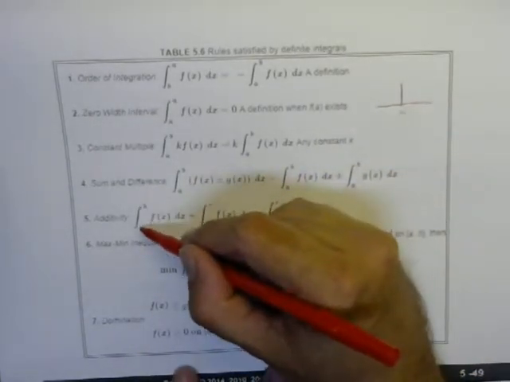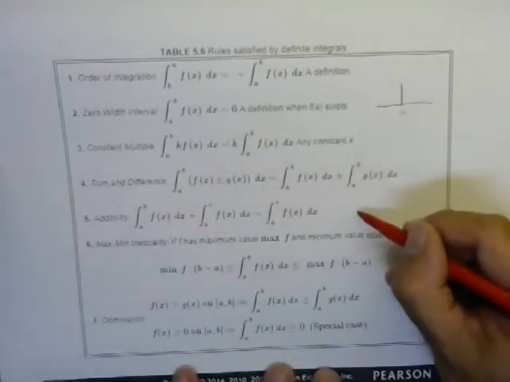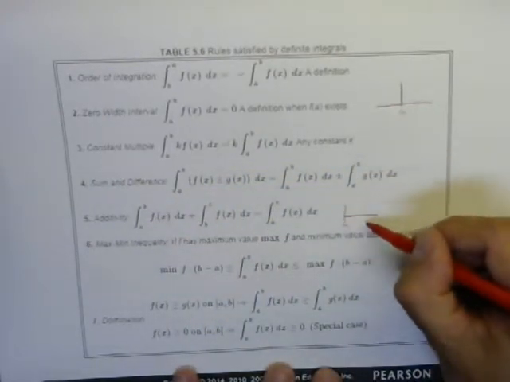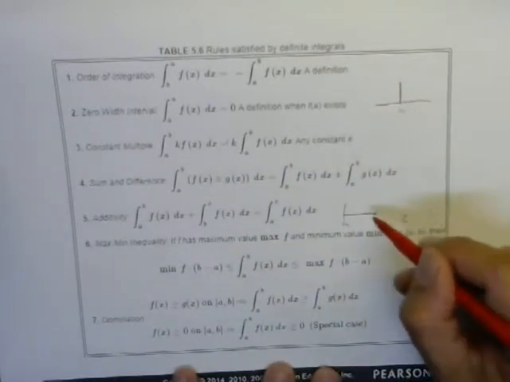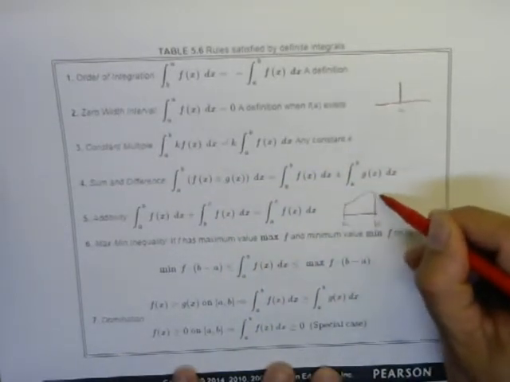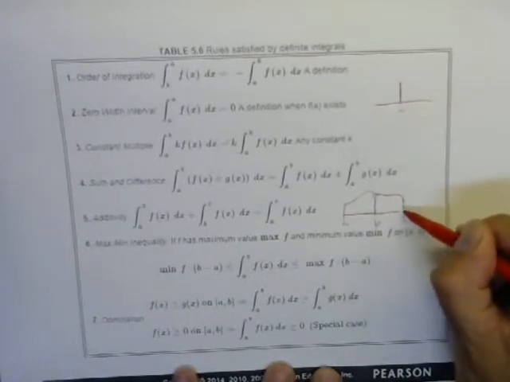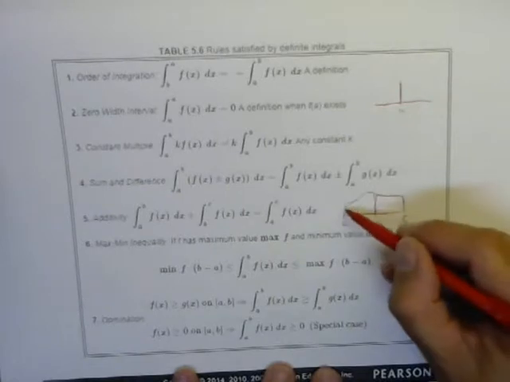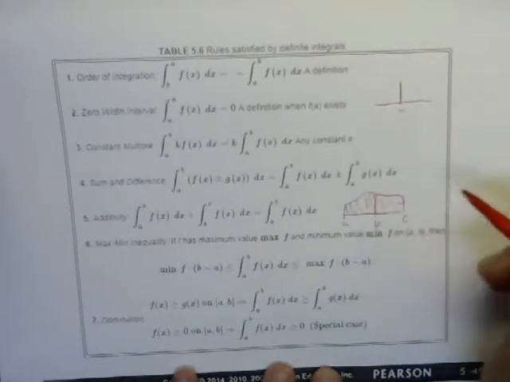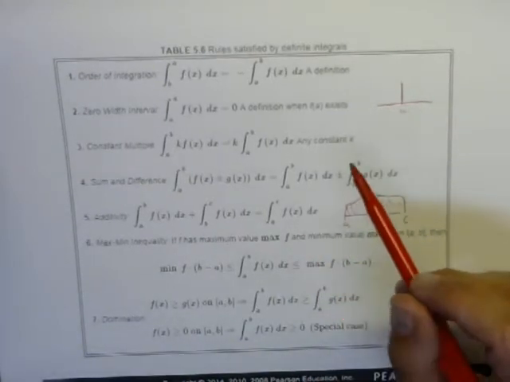You can basically think of this as saying that you've got the area from a to b, and then this is saying you've got the area from b to c, so you've got some function here. And it basically says that the area from a to b plus the area from b to c should be the same thing as the area from a to c, right? So you can sort of add areas.